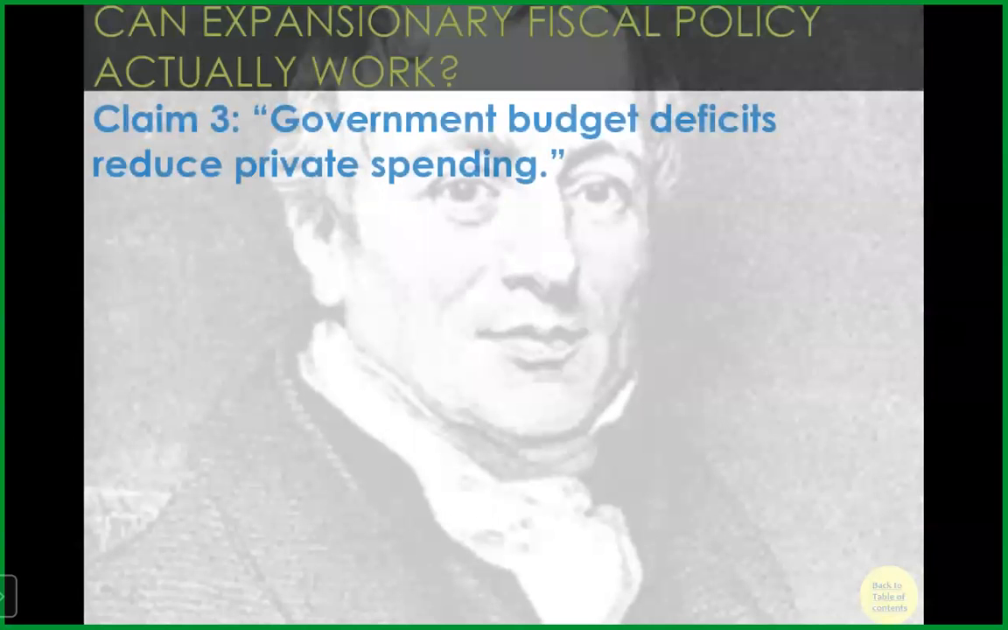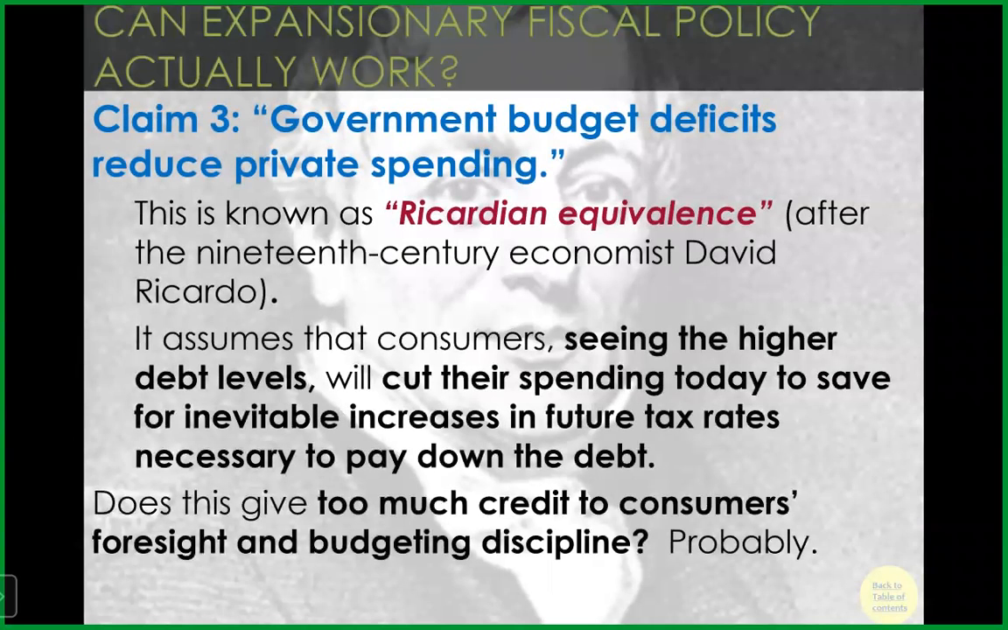Now, the third claim is actually named after Ricardo. It's called Ricardian equivalence. Essentially it says that if the government borrows and spends to stimulate the economy in the current period, that is going to force the private sector to cut their spending today. Why? Because the private sector is going to foresee, or is expecting, that in the future the government must raise taxes to pay for the deficit.